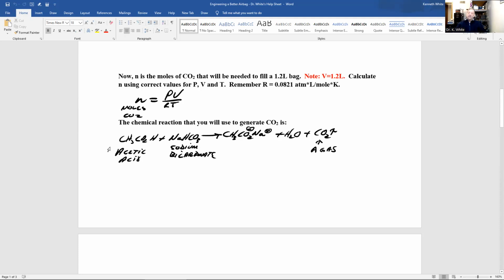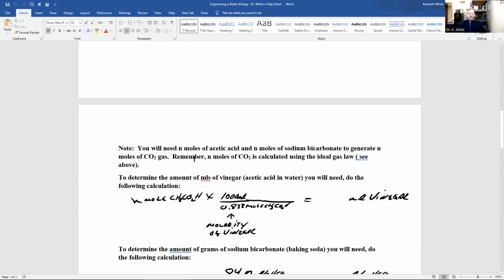Now, if you notice and remember, you learned for test 2, the coefficients of a balanced chemical equation give you molar relationships. And notice all the coefficients are 1. And for every 1 mole of acetic acid, you'll make 1 mole of CO2. For every 1 mole of sodium bicarbonate, baking soda, you'll make 1 mole of CO2. So in order to determine the number of moles and therefore the number of milliliters of vinegar or grams of the baking powder, you do the following.